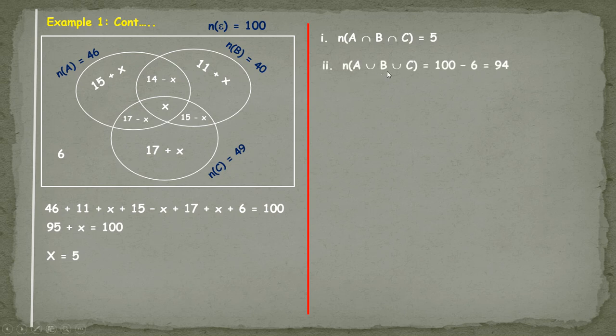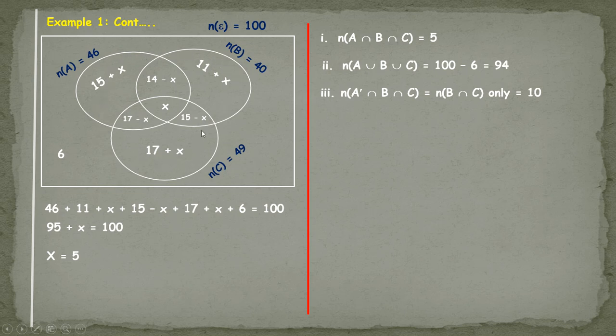Now A union B union C. Realize that the whole of this set is 100, but outside here we have 6, so this union should be 100 minus 6. If you don't want to do that, you can substitute the value of x as 5 here. You add 5 here, put 5 in each place. Now add.